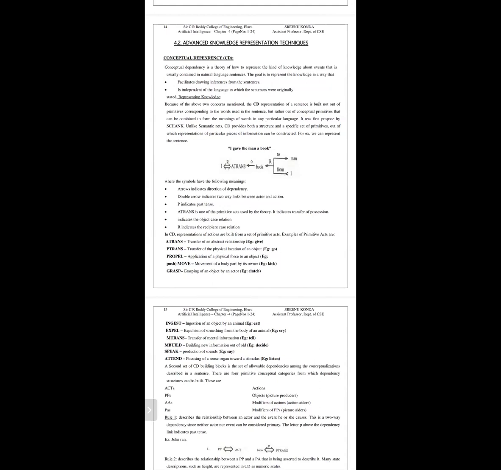Next, coming to A trans here. A trans is nothing but the act. It is the primitive act that is used within the theory. It is used for representing the transfer of possession. That means who is possessing what. Transfer of possession means initially I is having the book and it is being transferred to man. So A trans represents the transfer of possession.